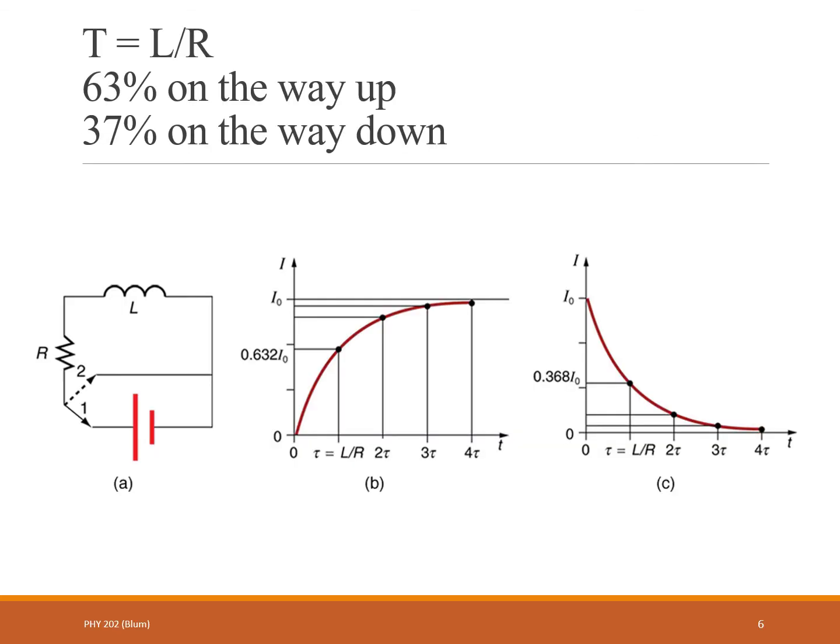In the case of the LR circuit, the time constant is now given by L, the inductance, divided by R, the resistance. And since we have the same mathematical form that we had in the RC circuit, we know that after one time constant, we get to 63% of the way we're going when we are increasing. Or if we are decreasing, then after one time constant, we're down to 37% of where we started.